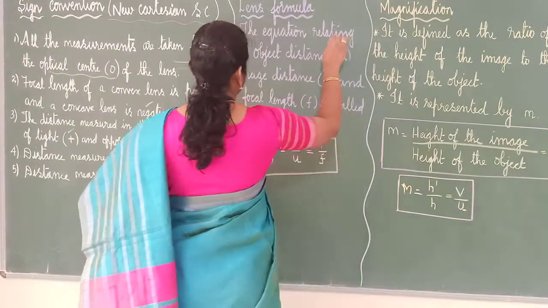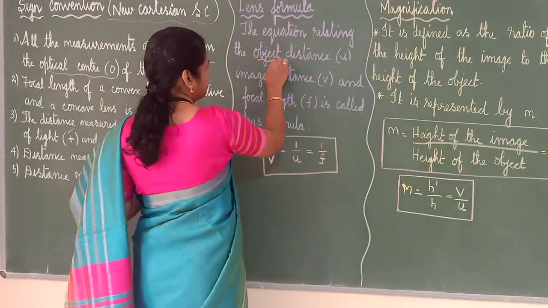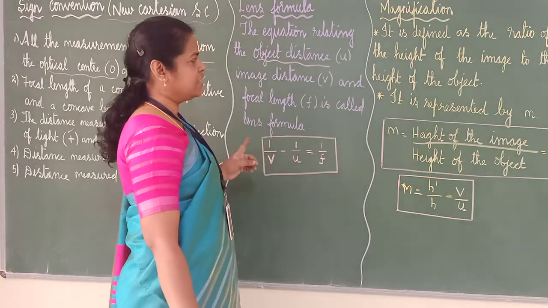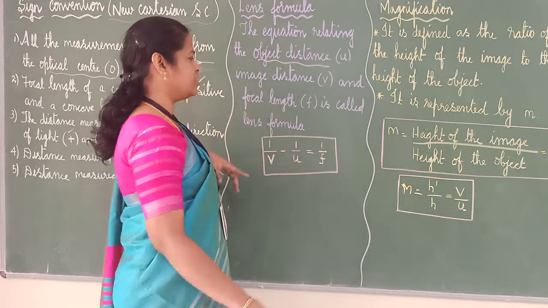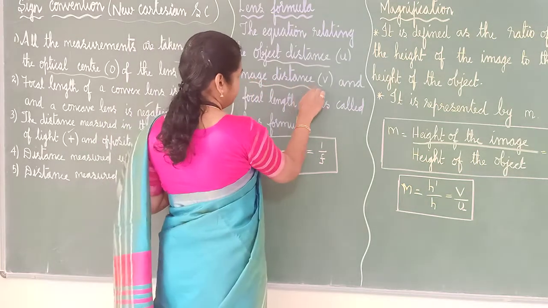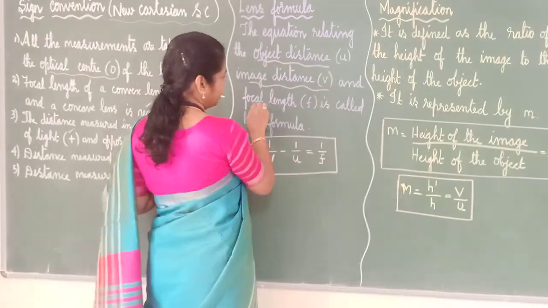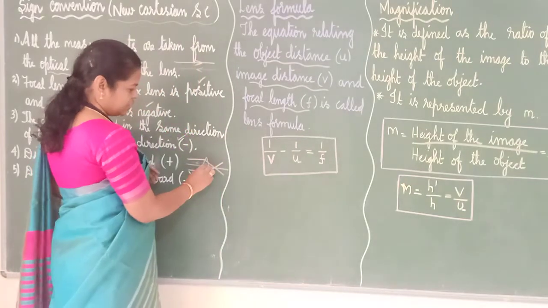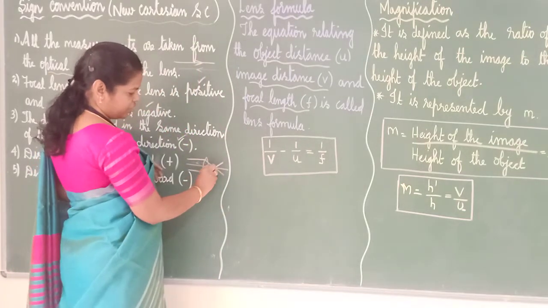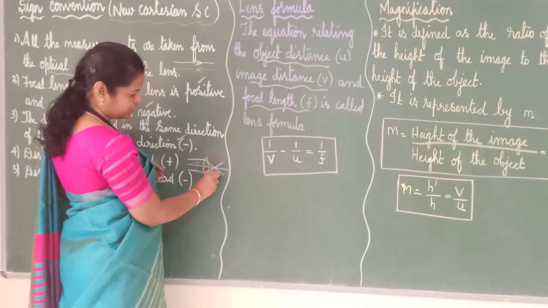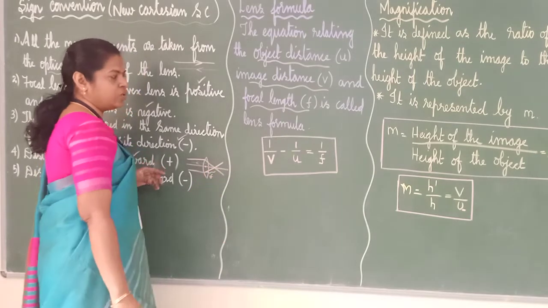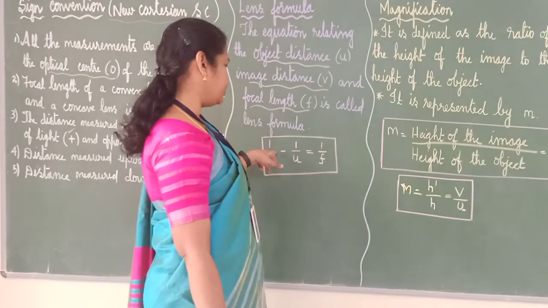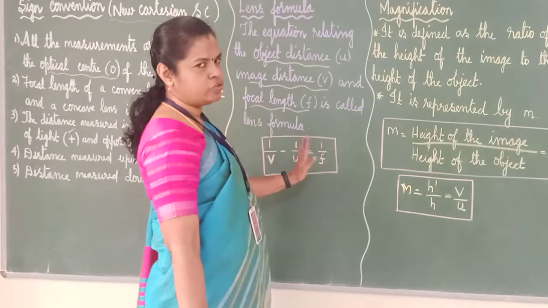See the formula. The equation relating the object distance, U, and the image distance, V, and the focal length, F. In this one, which one is F? From the optical center to F, this portion is called F. The lens formula is 1 by V minus 1 by U is equal to 1 by F.